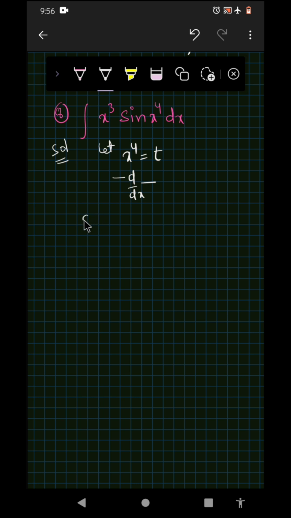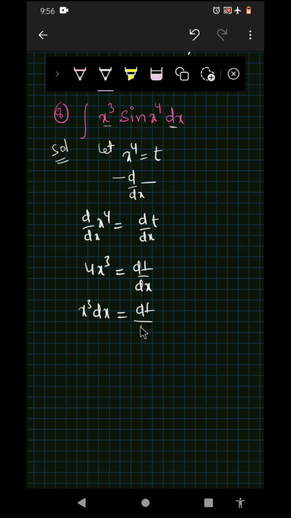We get that here d by dx of x power 4 is equal to d by dx of t. So now d by dx of x power 4, that becomes 4x cube is equal to dt by dx. So now we have x cube and dx there. So the combined value of the x cube and dx is, take that here, x cube dx is equal to dt by 4.